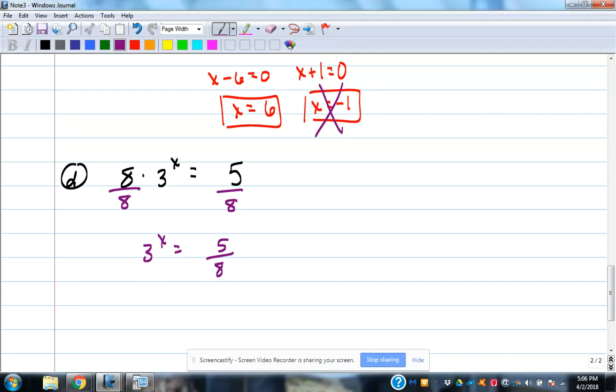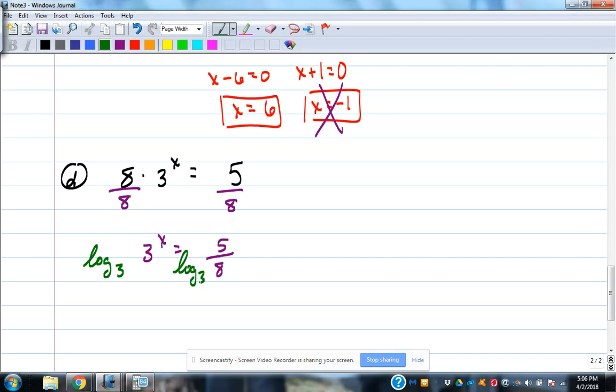can you turn 5/8 into 3 to a power? If this were a 9 over here, we could turn it into 3 squared, right? If it was 27, it's 3 to the 3rd power. That sort of idea. So doing this as an exponential is not going to happen. So we're going to have to use logarithms to work this out. What log do we want to use? Log base 3. That would work wonderfully.